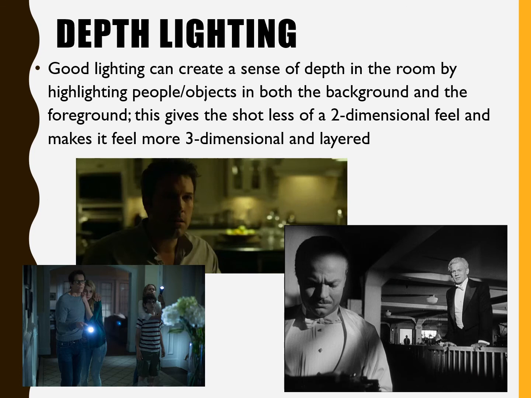And then there's depth lighting. Good lighting can create a sense of depth in the room by highlighting people or objects in the background and or in the foreground. And it gives the shots less of a two-dimensional flat feel and makes it feel and look more three-dimensional and layered. So a lot of times lighting will continue back into the back and create distance, right?